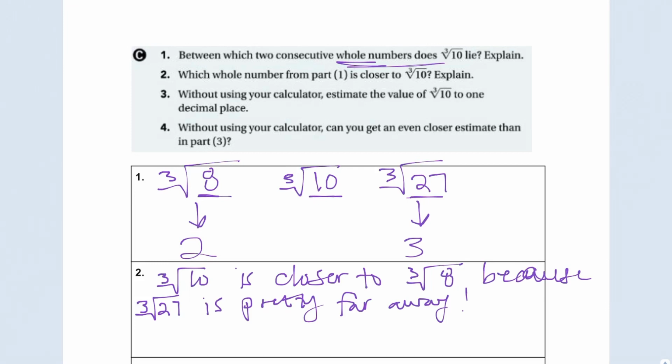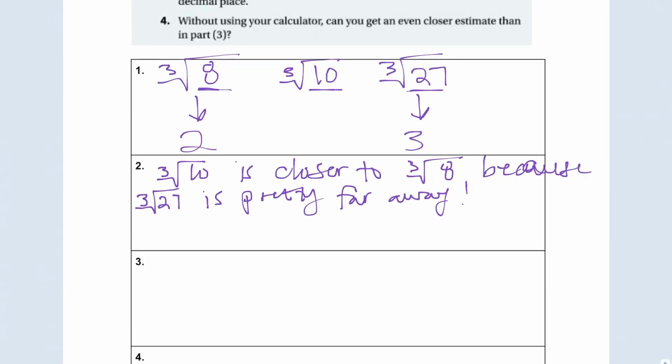All right, so it says without using your calculator, we're going to estimate the value of the cube root of 10 to 1 decimal place. Now, we're going to use our calculator for the second part of this. So take an educated guess as to what decimal or what approximation we have for the cube root of 10. So take your best guess. We're going to test a few points.